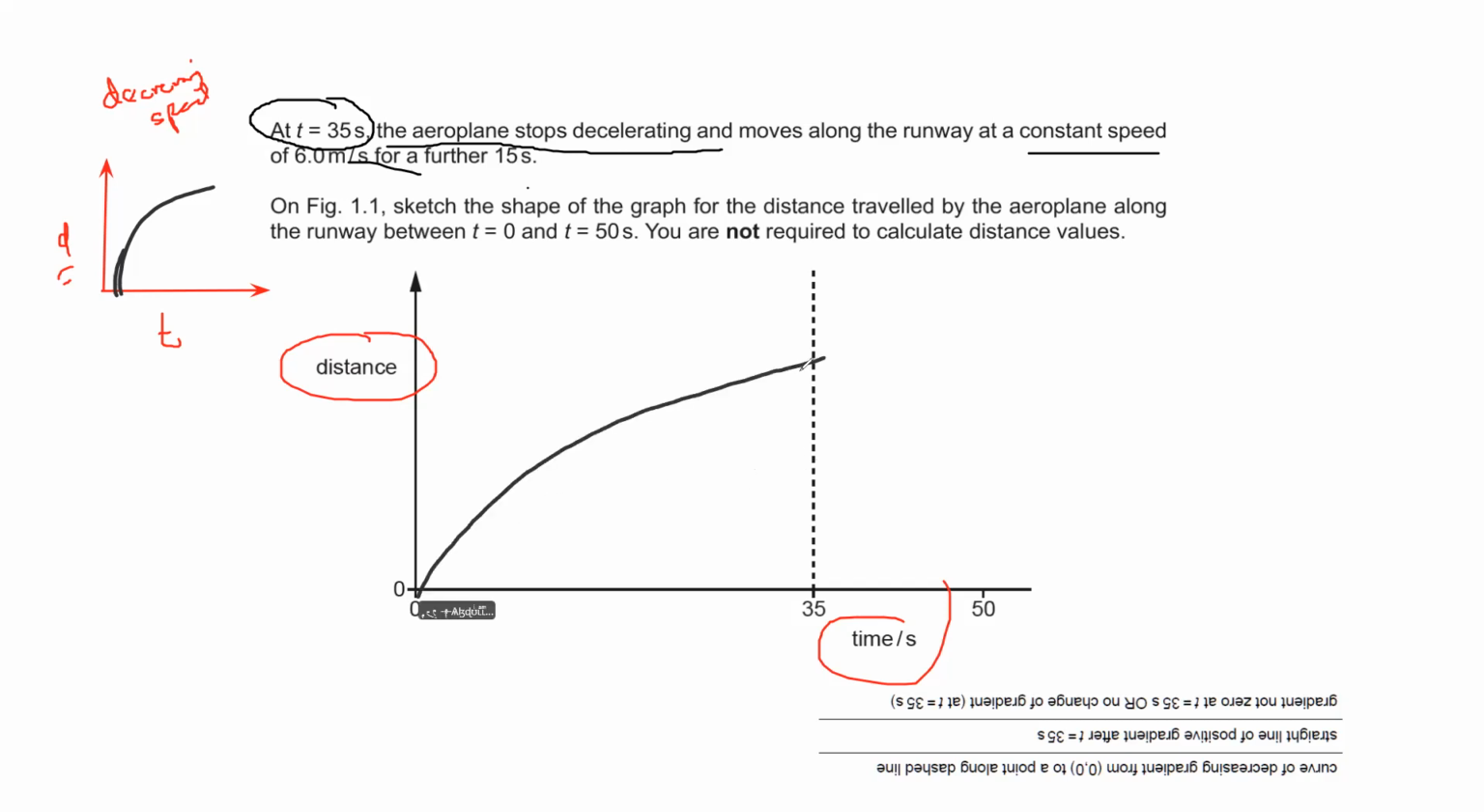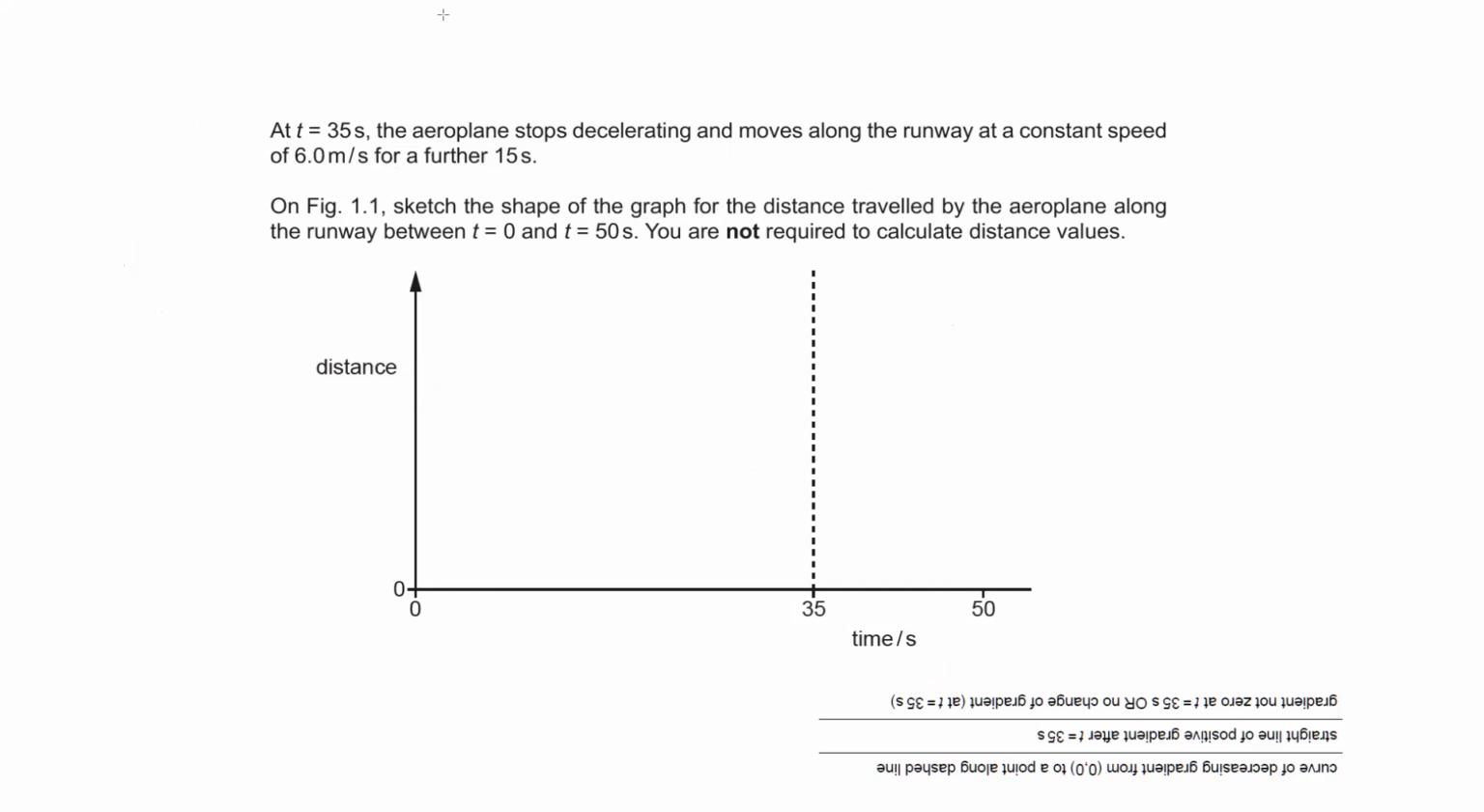Yeah, that's right. This is showing deceleration. And then they mention it moved with a constant speed for 15 seconds, so I will draw a straight line. Is it clear now? Yes, sir. Okay. Because it's a distance time graph, you should keep in mind what the shape will be for a distance time graph and a speed time graph. What you were drawing was a speed time graph for deceleration.